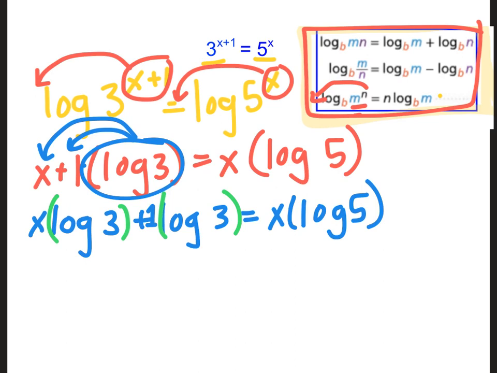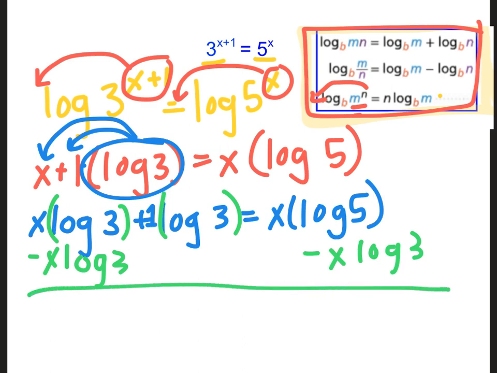I want to move all of my x's to one side, so I'm going to subtract x log of 3 from both sides, because there's already an x on the other side. This would mean that my log of 3 is all by itself now. Now, there was a 1 out front. You can write the 1, you don't have to. It's still there even if you don't write it. If it was any number besides 1, you would have to write it.